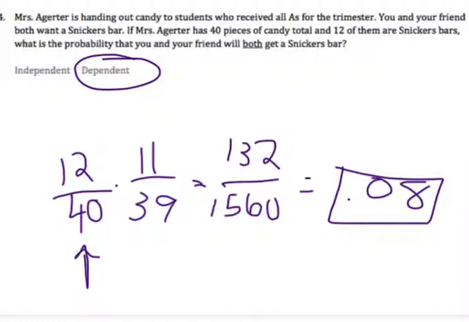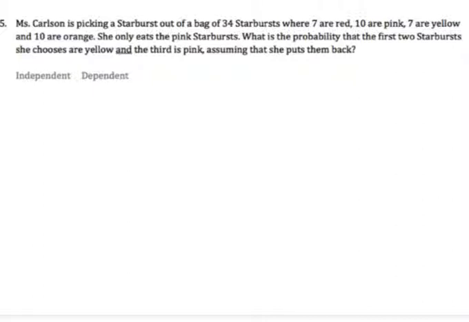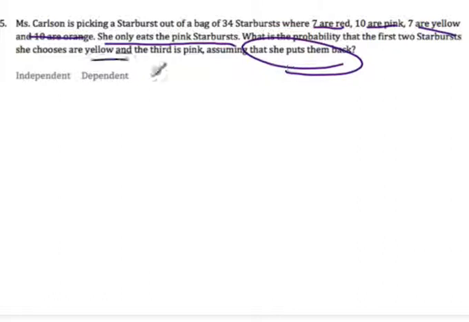Let's go ahead and take a look at number 5. So for number 5, it says Miss Carlson is picking a Starburst out of a bag. 34 Starbursts where 7 are red, 10 are pink, 7 are yellow, and 10 are orange. She only eats pink Starbursts. What is the probability that the first 2 Starbursts she chooses are yellow and the third is pink, assuming she puts them back? Now that she puts them back is a huge indicator to you because it says that it is an independent event because she's putting them back, so the total is not going to change.